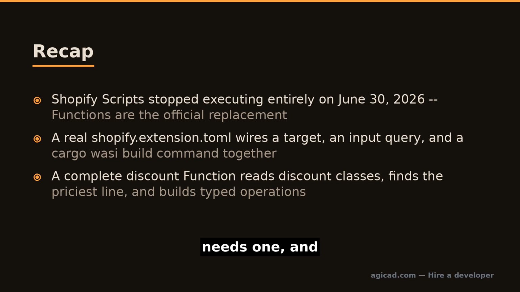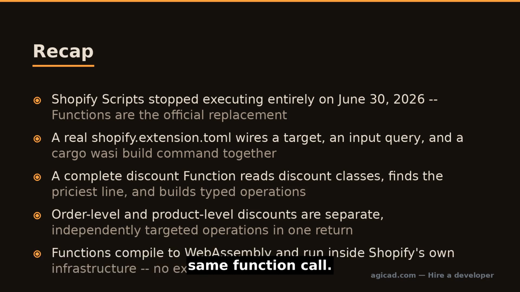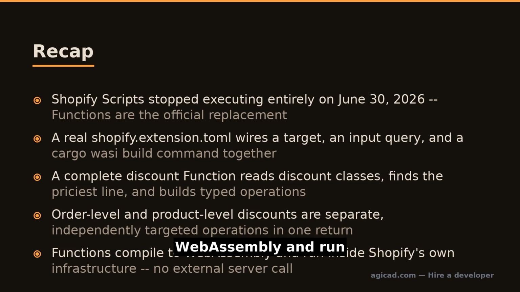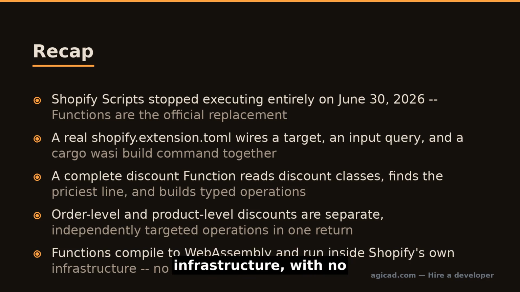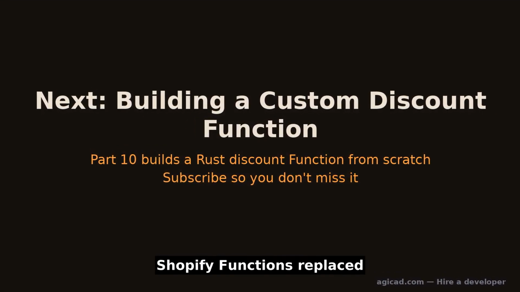Order level and product level discounts are genuinely separate, independently targeted operations that can both come back from the same function call. And the whole reason any of this works inside checkout's tight time budget is that functions compile to WebAssembly and run inside Shopify's own infrastructure, with no external server call in the loop at all. That's the real story behind why Shopify Functions replaced Shopify scripts: a hard deadline, a compiled WebAssembly runtime, and a typed contract that hands intent to Shopify instead of doing the work itself.